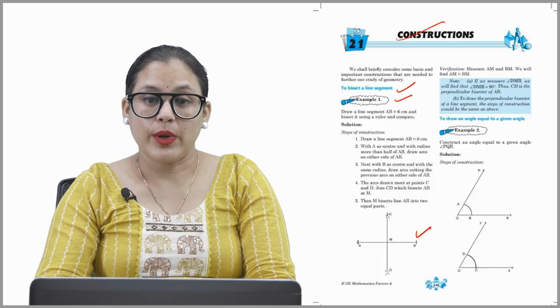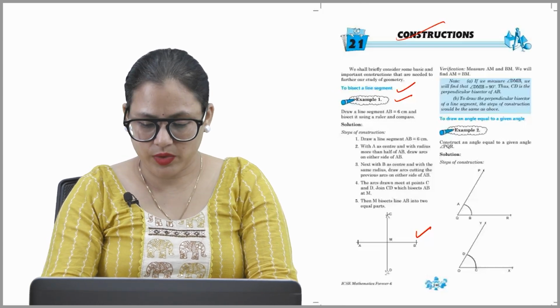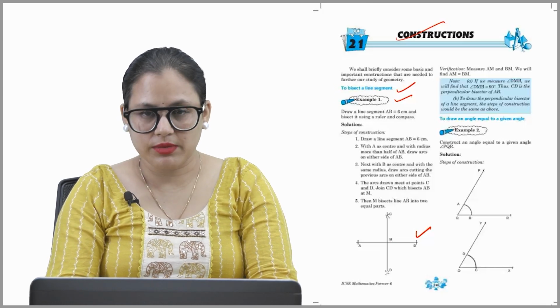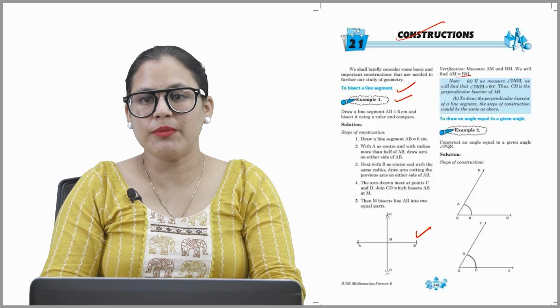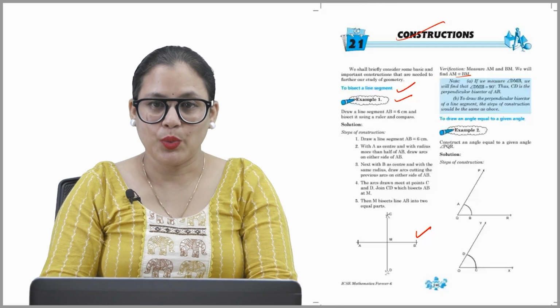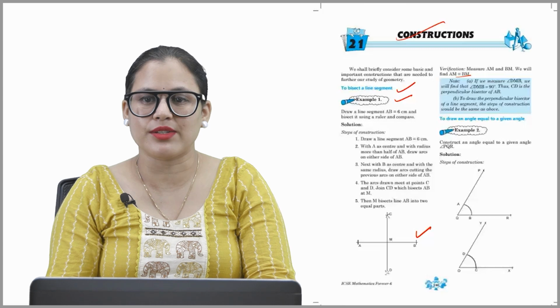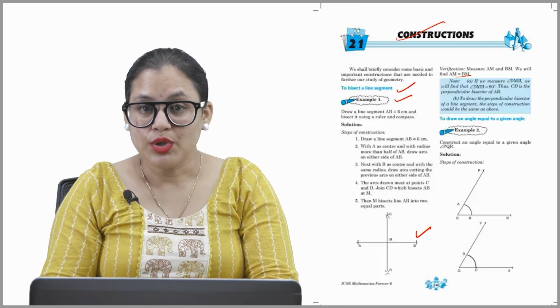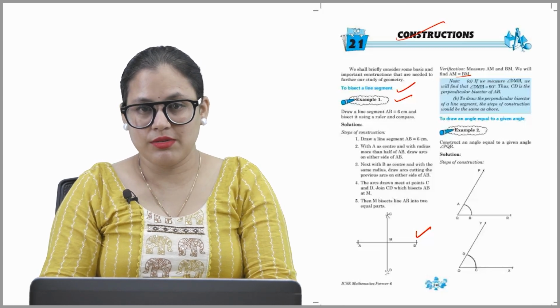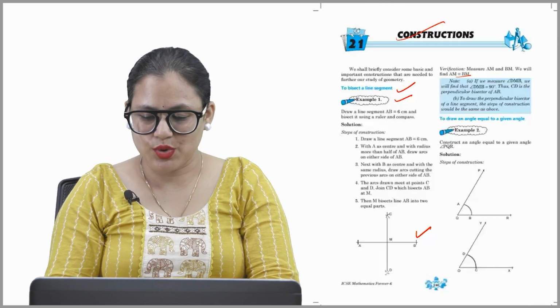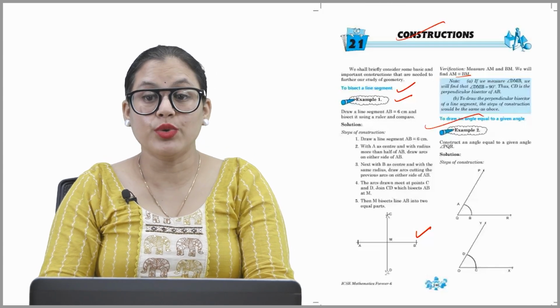Verification: measure AM and BM. So you will find that AM is equal to BM. Note, if we measure angle DMB, we will find that angle DMB is equal to 90 degrees. CD is the perpendicular bisector of AB. Number 2, to draw the perpendicular bisector of a line segment, the steps of construction would be the same as above, right? Next, to draw an angle equal to a given angle.